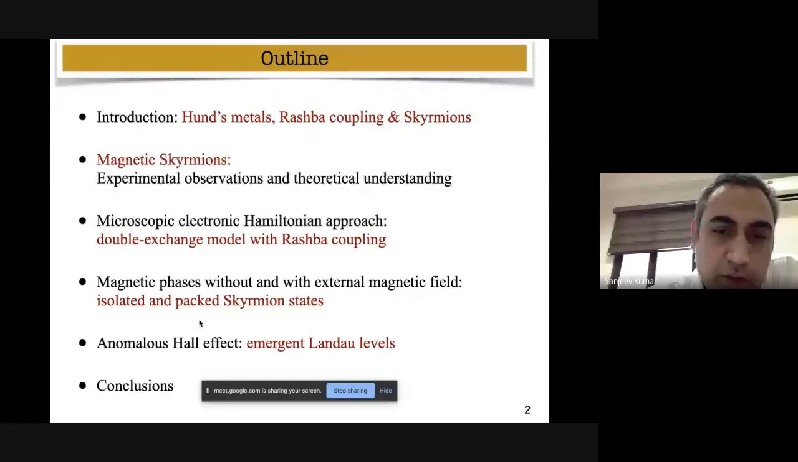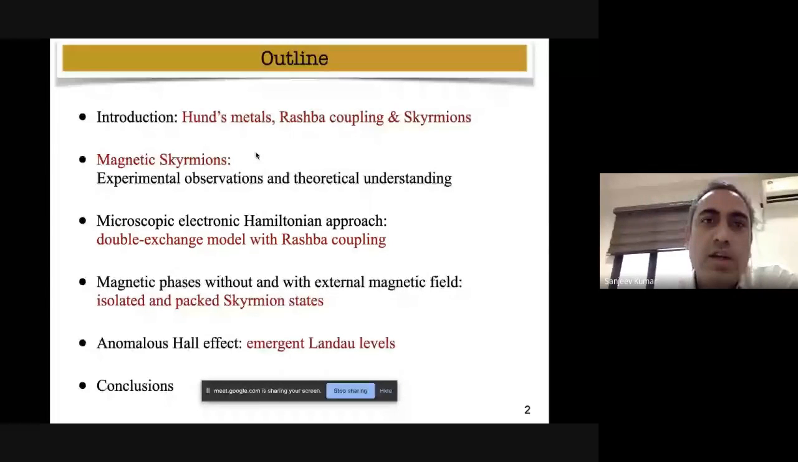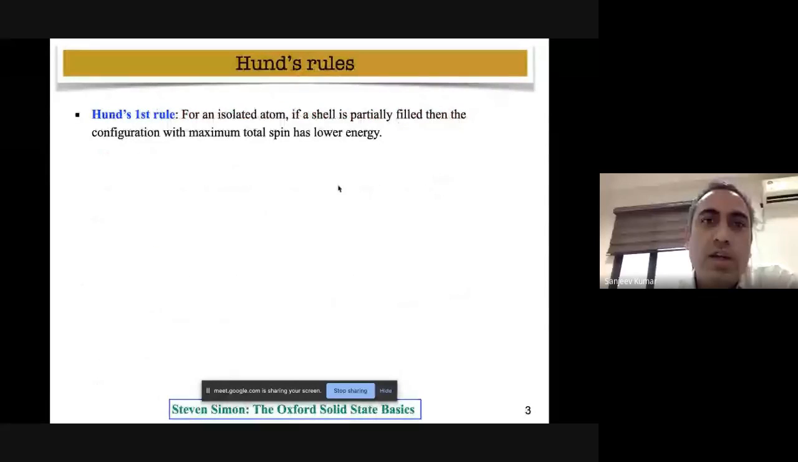Okay, so let's begin with the introduction by trying to understand what these keywords, Hund's metal, Rashba coupling, and skyrmions mean. Let's begin with something that I think everybody will feel comfortable with. So this is Hund's first rule.